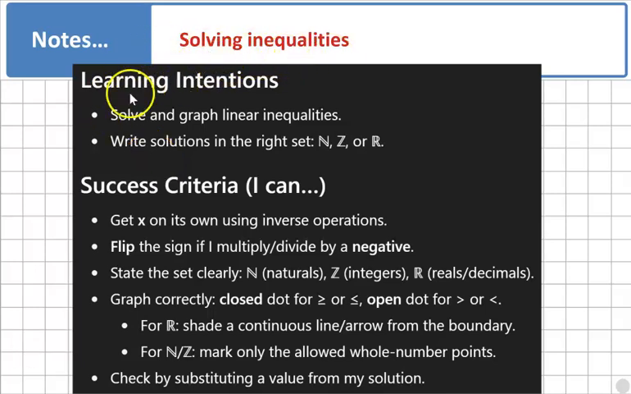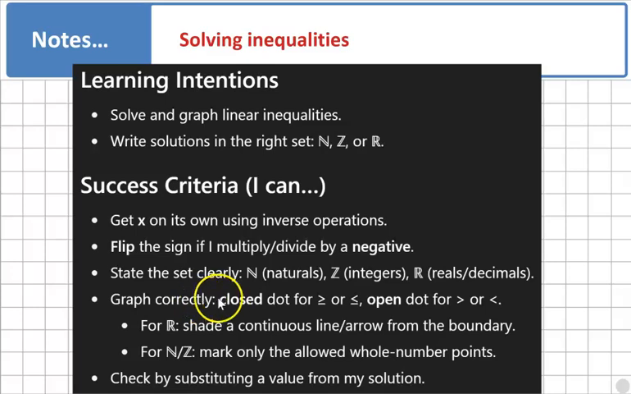Solving inequalities, learning intentions. Solve and graph linear inequalities. Write solutions in the right set, so N for natural numbers, Z for integers, or R for real numbers. Success criteria: I can get x on its own using inverse operations. Flip the sign if I multiply or divide by a negative. State the set clearly: N for natural numbers, Z for integers, or R for real numbers.